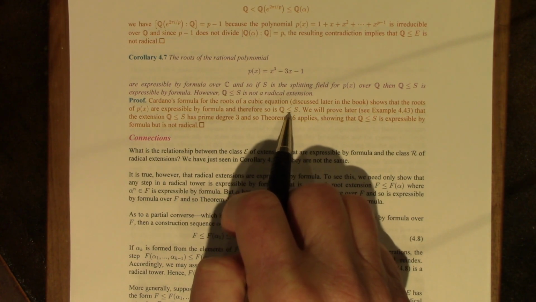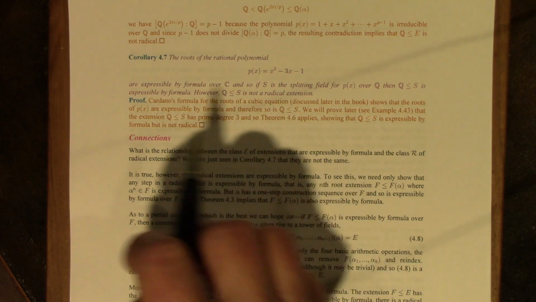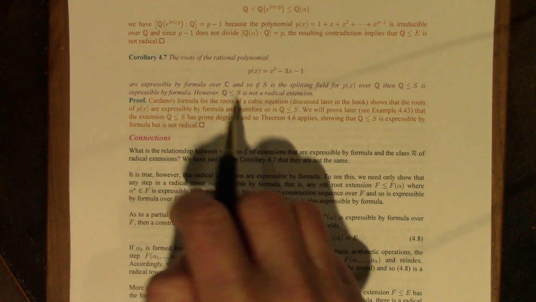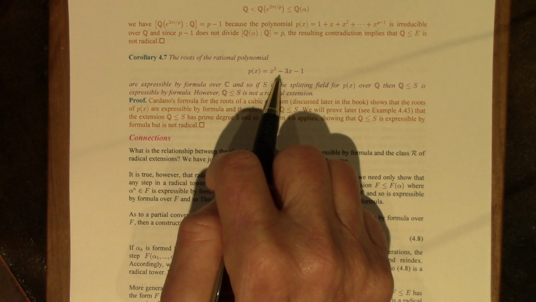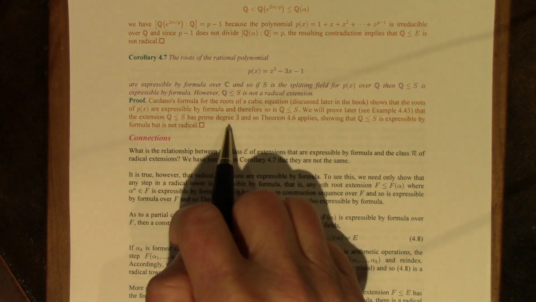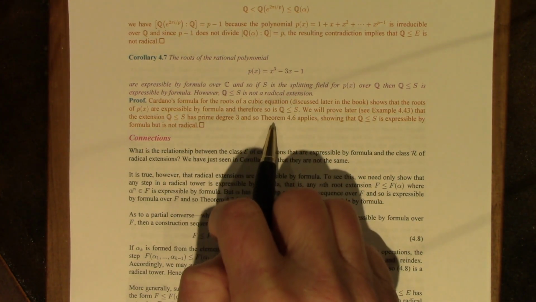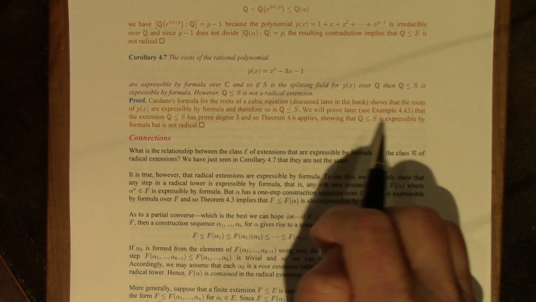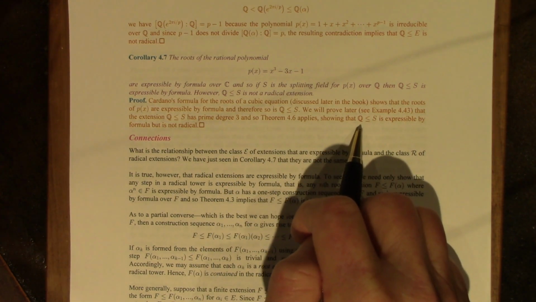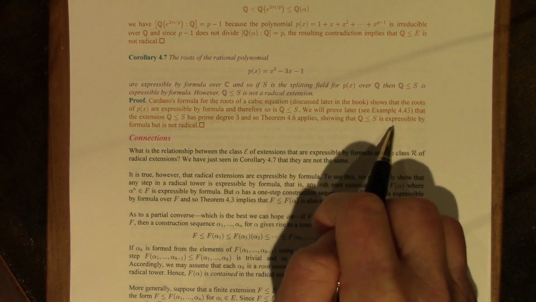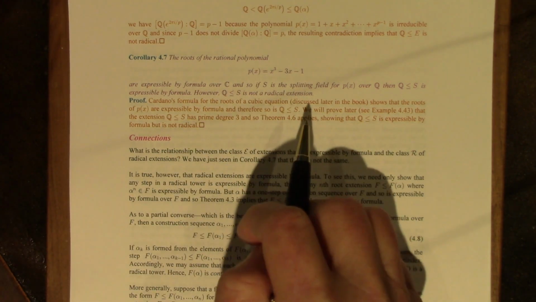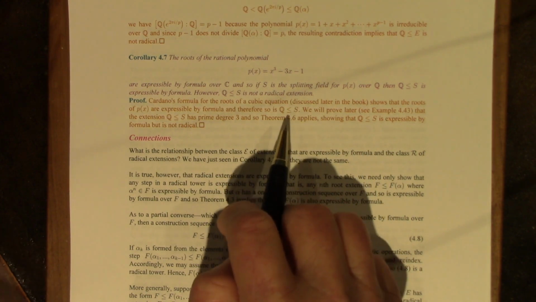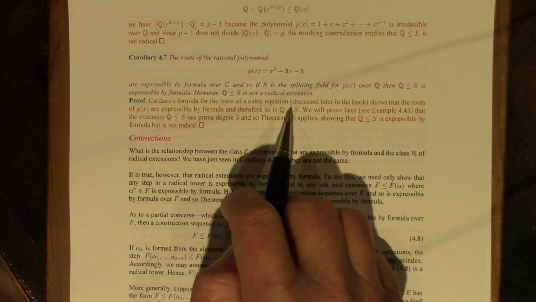Now, we're going to prove later in the chapter that this extension has degree 3. It could conceivably have degree 6, but it doesn't. And so the previous theorem applies, showing that this extension is expressible by formula, but not radical. So that's ironclad evidence that those two classes of field extensions are not the same.